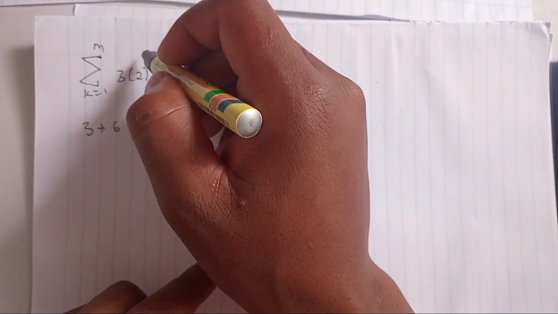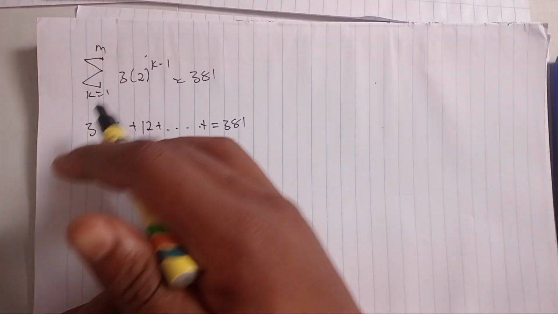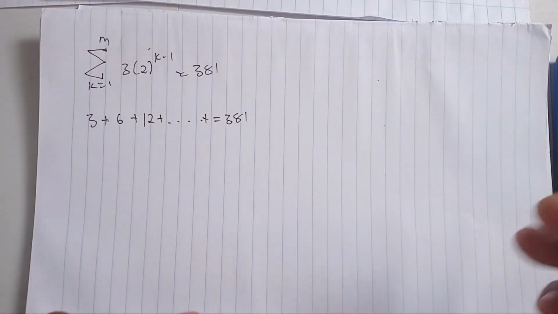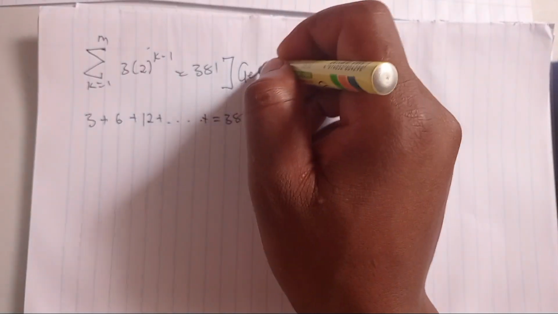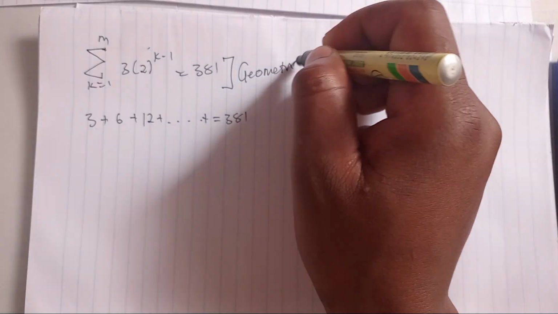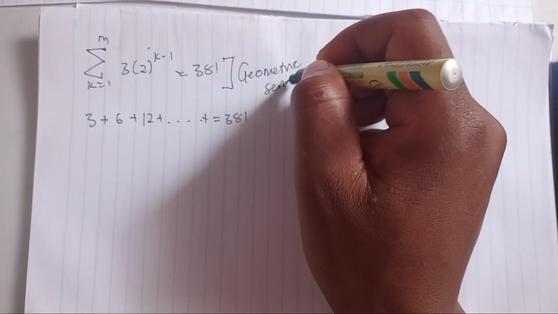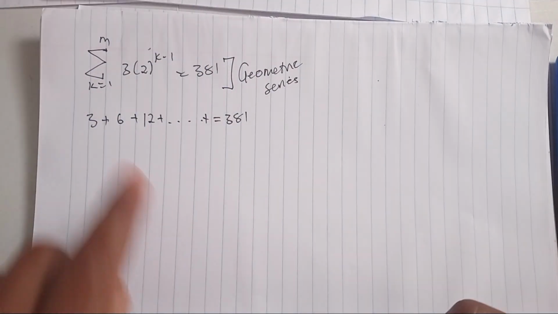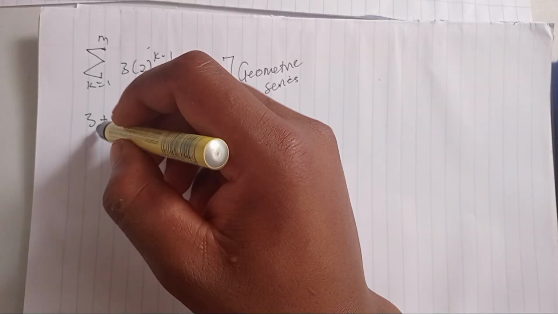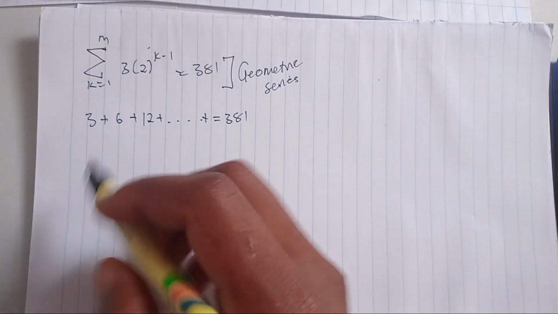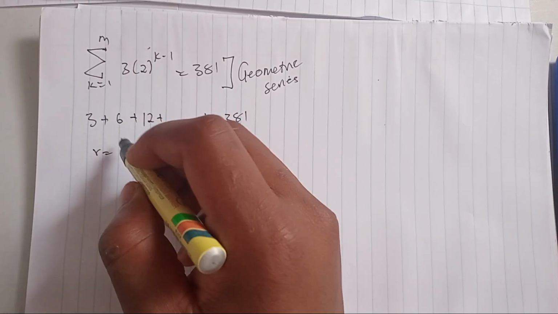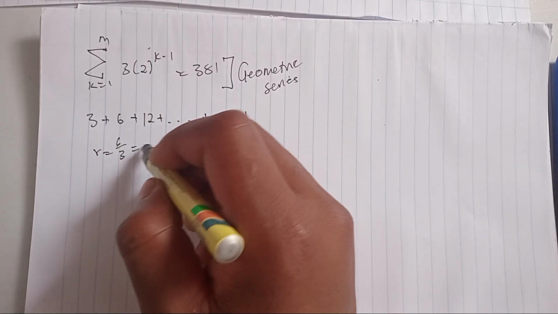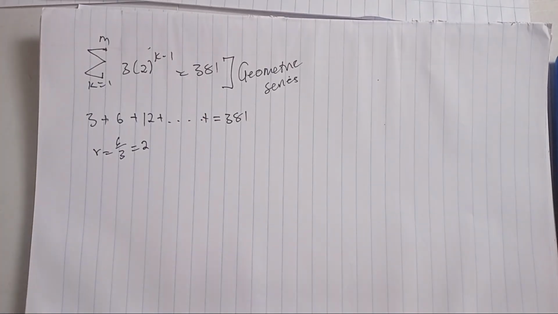I've told you that if the k is an exponent, it means that it's a geometric series. We are still dealing with a geometric series. So now let's work this out. We have to find the ratio. The R is going to be 6 divided by 3, which is equivalent to 2.